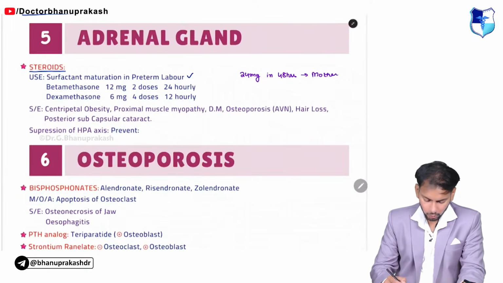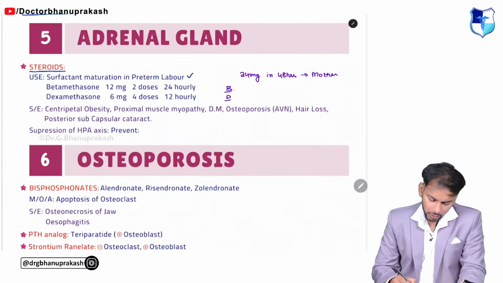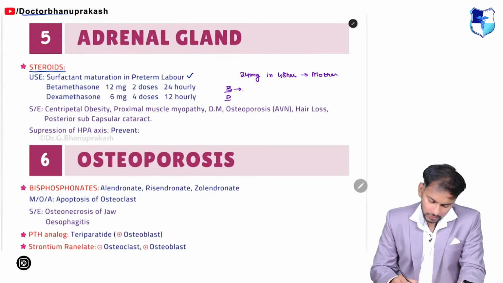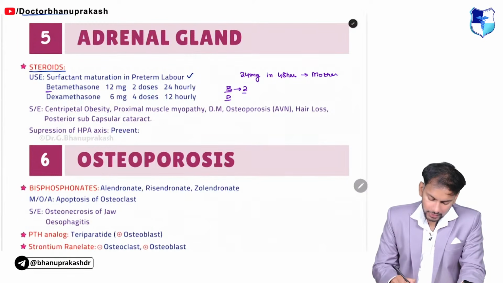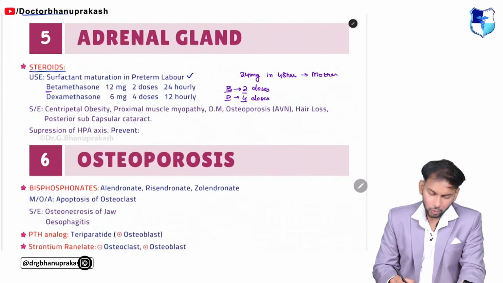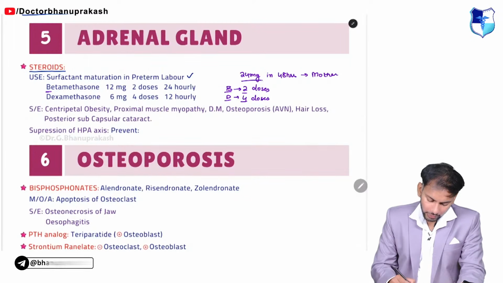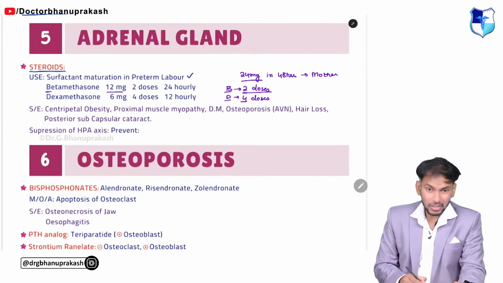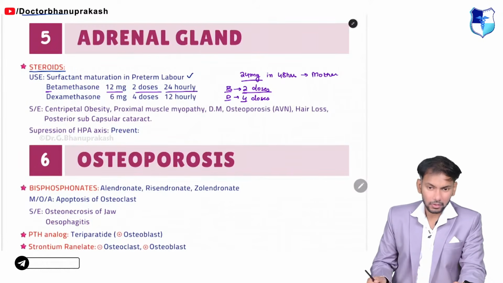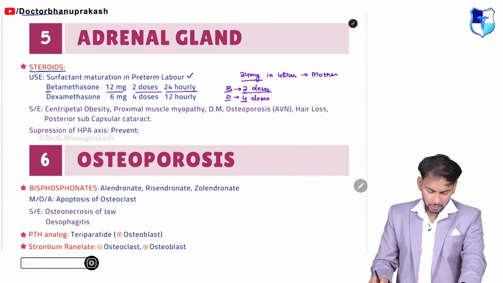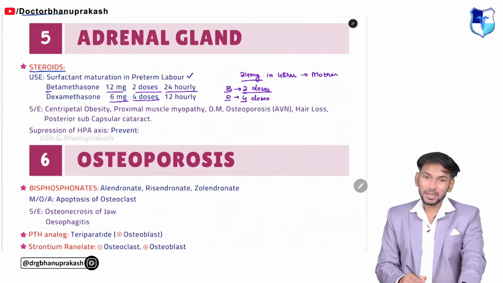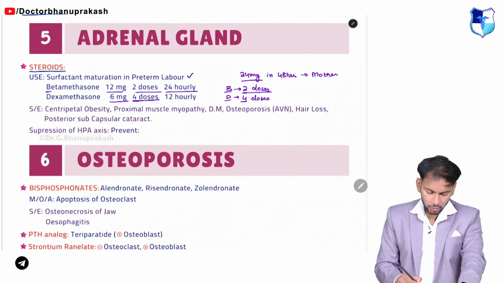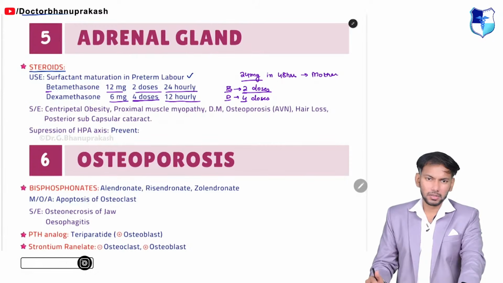Now, we can give two steroids. What are they? B and D. Betamethasone, dexamethasone. Betamethasone is the second letter, so you will give 2 doses. Dexamethasone is the fourth letter, so you will give 4 doses. If you have to give 24 mg in 2 doses, the betamethasone dosing is 12 mg, 2 doses, 24 hourly. Now, dexamethasone, if you have to give 4 doses, it should be 6 mg, 4 doses, 12 hourly. That will make it 48 hours. Understood? That is about betamethasone and dexamethasone.